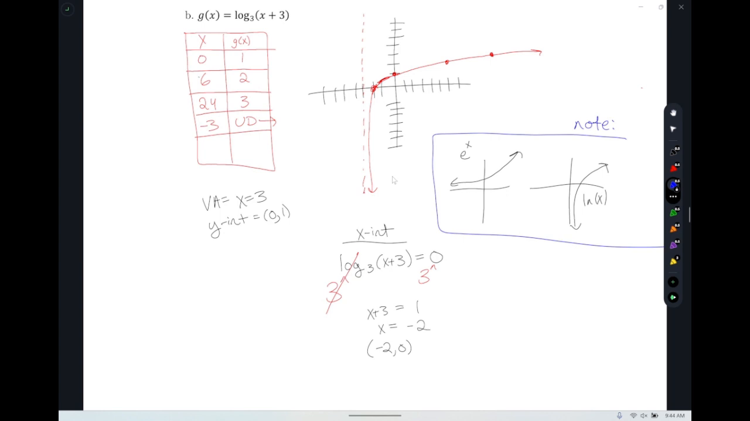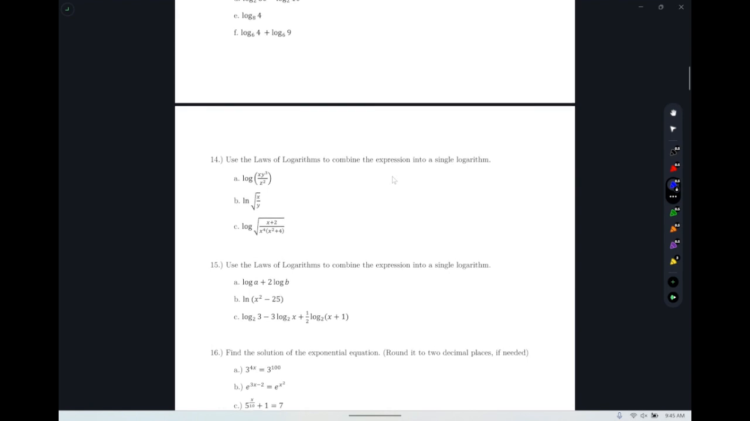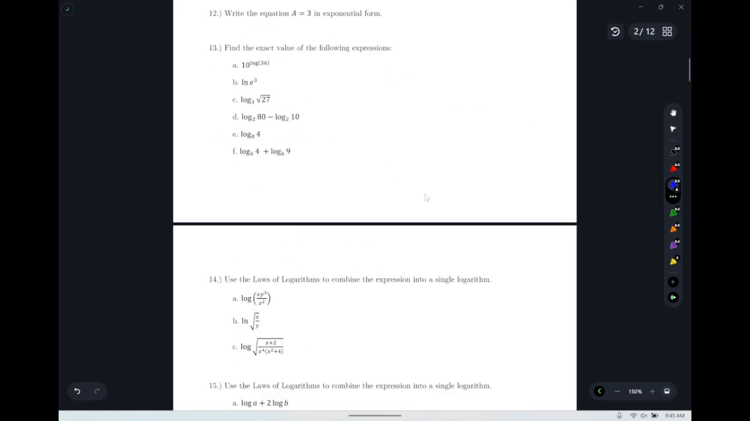Oh, I mixed up the points on the graph. I was doing X for Y when it should have been X for X. All right. What else we got? Can we do 14? 19 then 14.